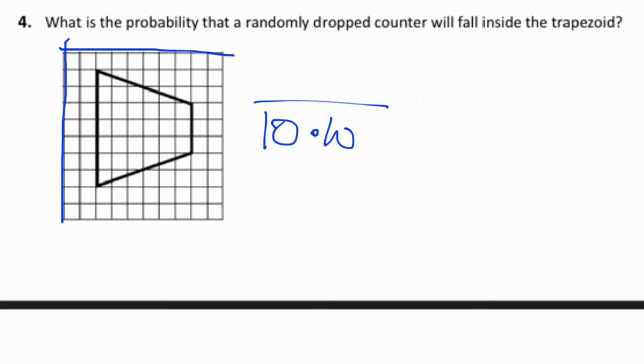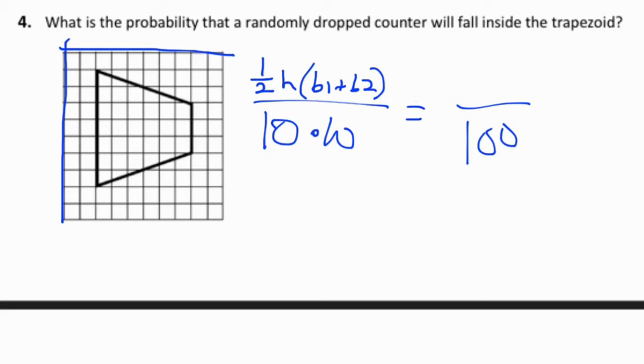And so now on top, we want the piece to fall in the trapezoid. So we need to put the area of a trapezoid on top. So remember, the area of a trapezoid is 1/2 the height times base 1 plus base 2. So let's plug in everything we need. So 10 times 10 is 100. We already know that. And so the height of my trapezoid is going to be here. So that's going to be 1, 2, 3, 4, 5, 6 spaces. So the height is 6.